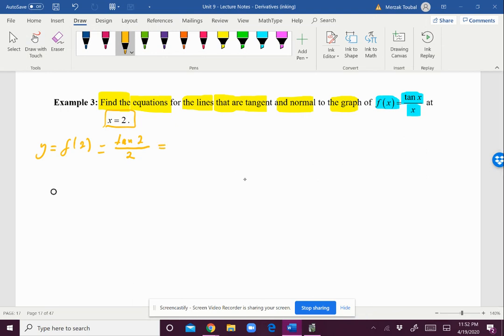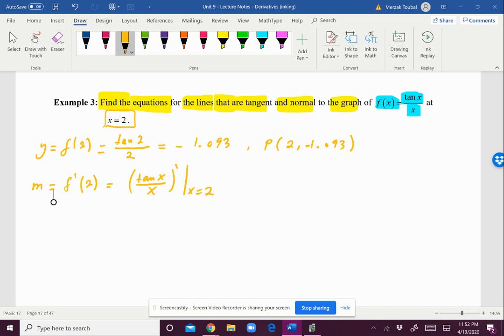So let's write it down. Negative 1.093. So our point, called P, is 2 comma negative 1.093. What is our slope? The slope m is the derivative at 2, which means f prime of 2, which is the derivative of tangent of x over x at x equals 2. This is the notation we're going to be using.